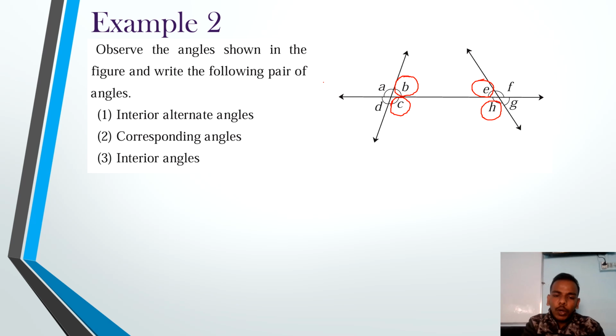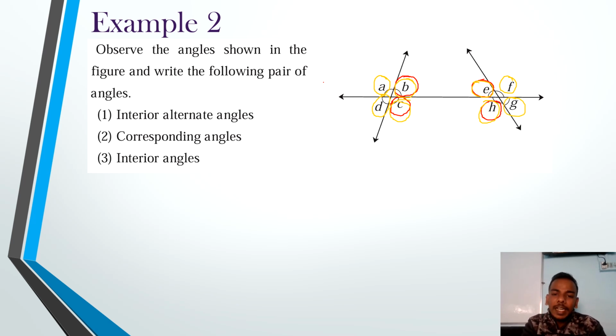Likewise, what will be your corresponding angles? The corresponding angle of A is E. E and angle A are on the same side of the two parallel lines. D and H are also corresponding angles. Angle B will be corresponding to angle F, and angle C will be corresponding to angle G. So all these are your corresponding angles.